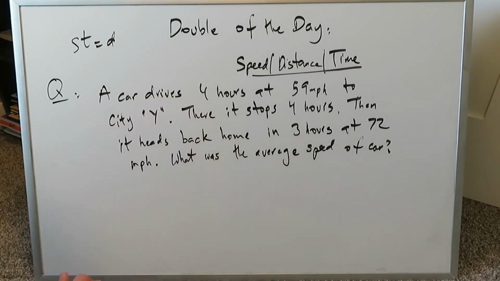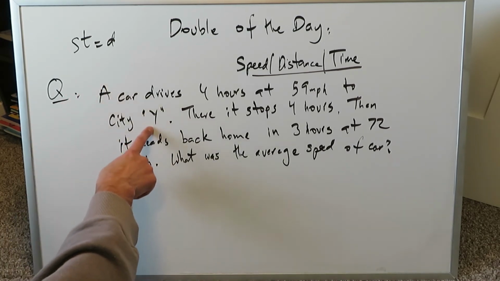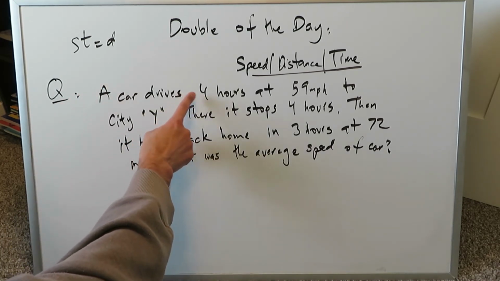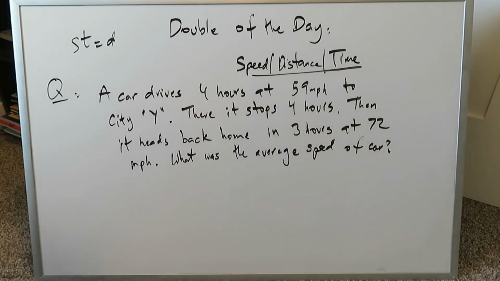A car drives 4 hours at 59 miles per hour to city Y. We don't care what city Y is, but it's leaving home and heading for city Y. And it takes 4 hours during that trip at 59 miles per hour. Then it stops there for a 4-hour break. Then it heads back home in 3 hours at 72 miles per hour. What was the average speed of the car?